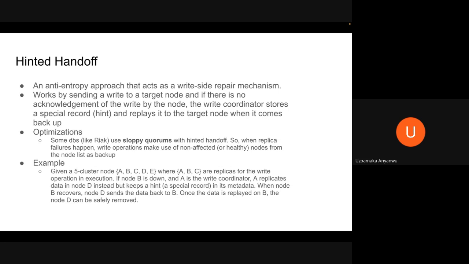If node B is down, and node A is the write coordinator node, A can send data to node D instead, but it sends the data along with a hint that it stores in its metadata, right? So once node B gets up and running, node D sends the data back to node B, right? And node B replays all of the data. Once node B has recovered the full data, node D can be safely removed.